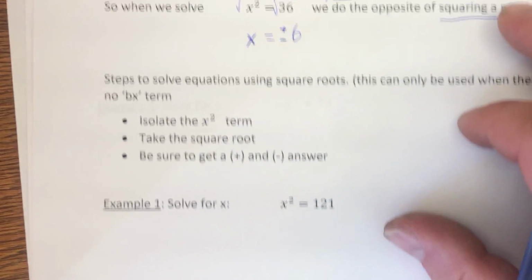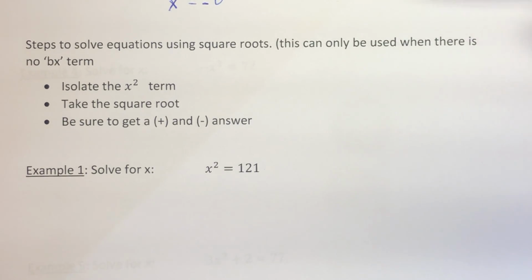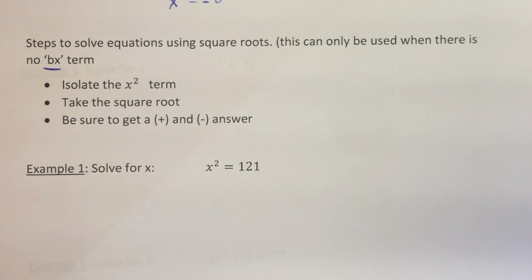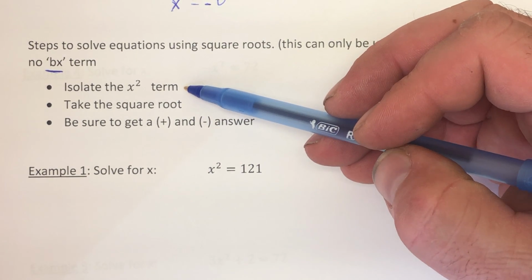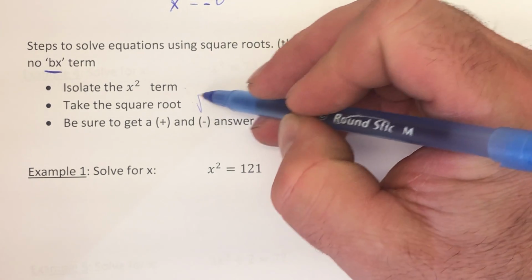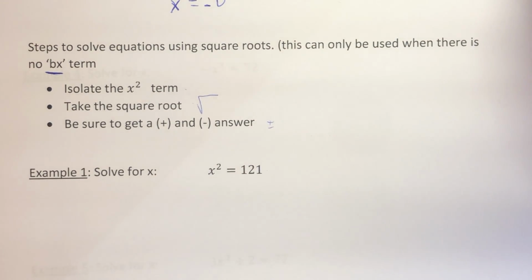I do have some steps here. I would recommend pausing the video and writing these down so you have them. When we're solving an equation in which there is no bx term, we're going to first isolate the x squared term, get it completely by itself. We will then take the square root and be sure that we list our answer as positive and negative.